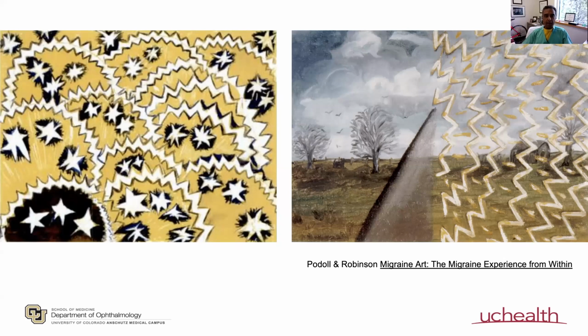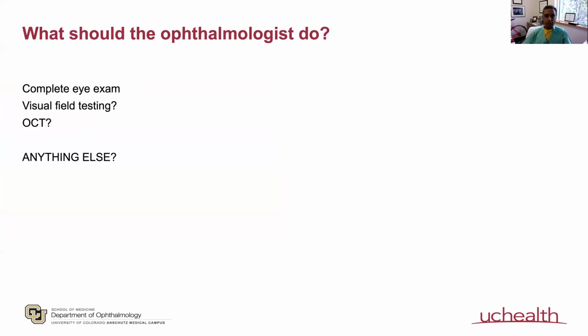So when a patient like this comes in, and whether or not they tell you that they are having headache in association with these photopsias, what are we to do? In addition to a complete eye exam, which of course we're going to do for every patient who walks in the door, are we going to do visual field testing? Is that indicated for every patient who has migraine or who has photopsias?